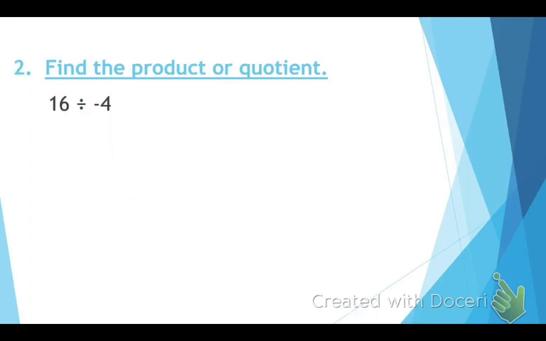For this one, find the product or quotient. Guys, it's a positive divided by a negative. Our answer has to be? Negative, and the answer is? -4. Remember to count those negative signs.